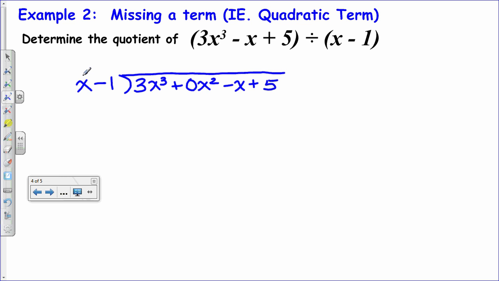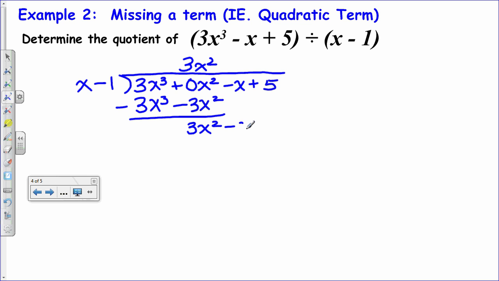All right, so you ask yourself, how does the x become 3x cubed? It's through multiplication of 3x squared. And so there it is. We have our quadratic term in our dividend, so we can line it up. So it's going to be 3x squared. So I get 3x cubed minus 3x squared, subtracting. So 0 subtract negative 3 is positive 3x squared.